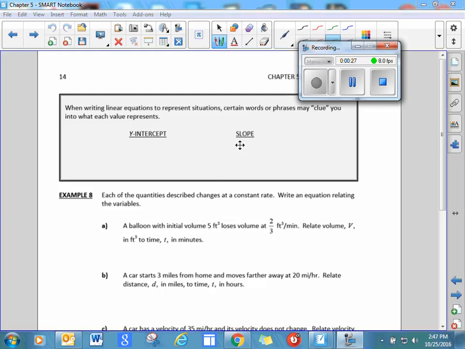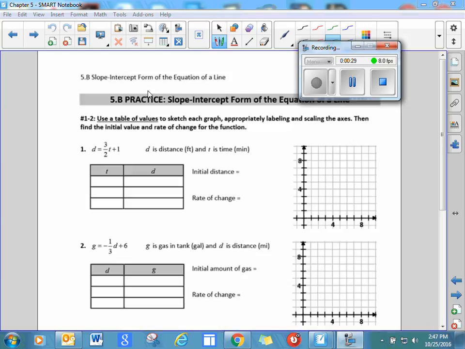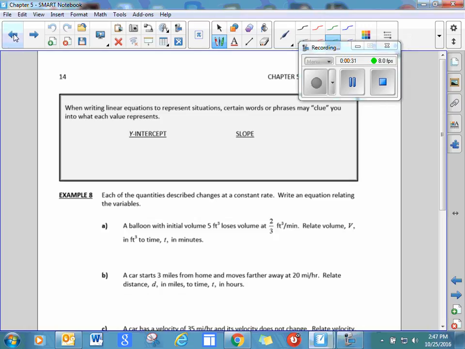Some of the words we want to look for that would indicate what the y-intercept is: start, initial value, begin. Obviously, that means the same thing as start. All of these show where you are starting on the y-axis when you're writing an equation.